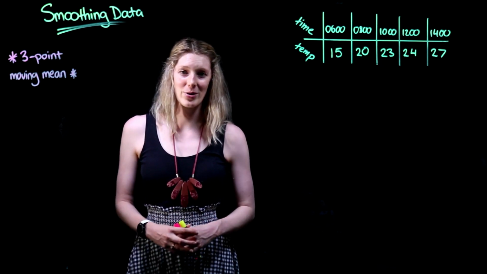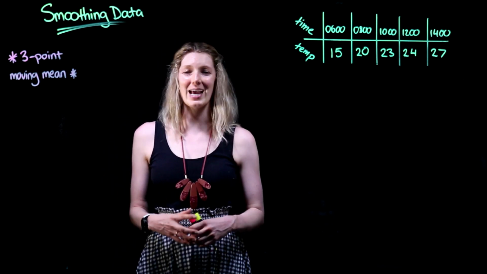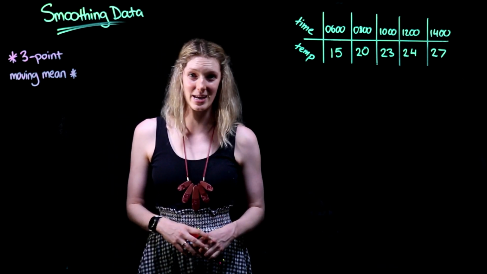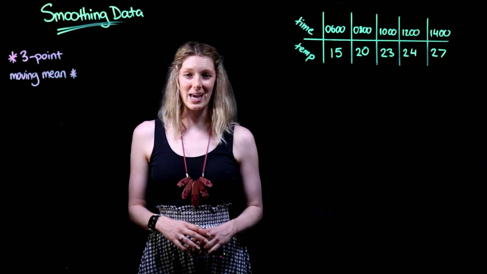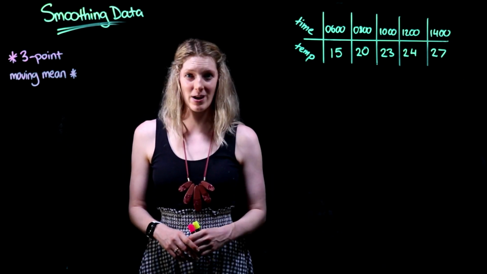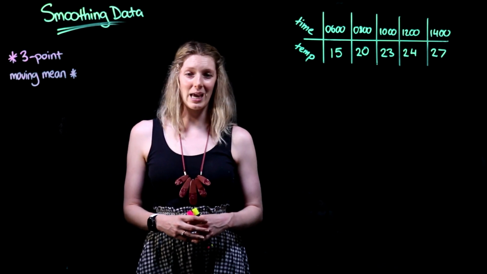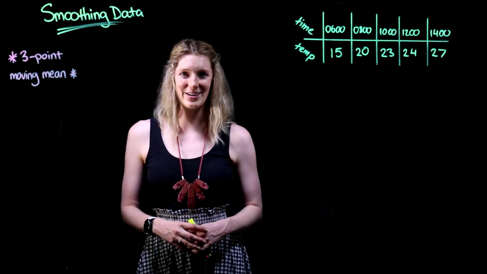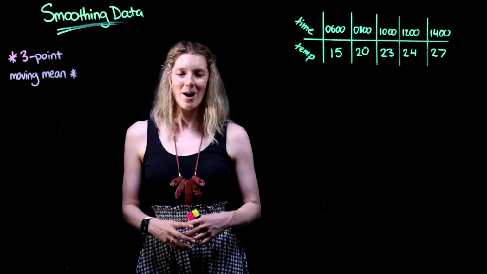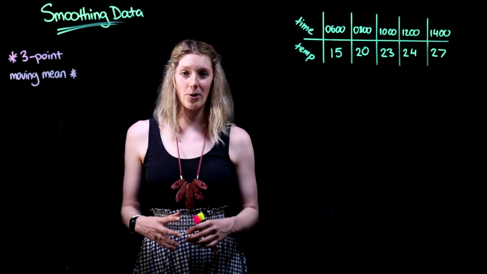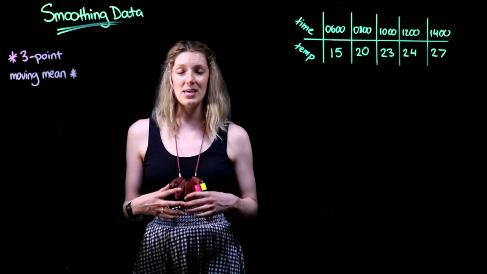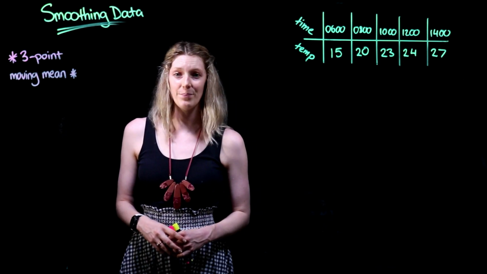The process that we are looking at today is called a 3-point moving mean, whereby we can take some moving averages of our data using a 3-point system to be able to smooth this time series data. First, we're going to have a look at the actual process of taking the 3-point moving mean.